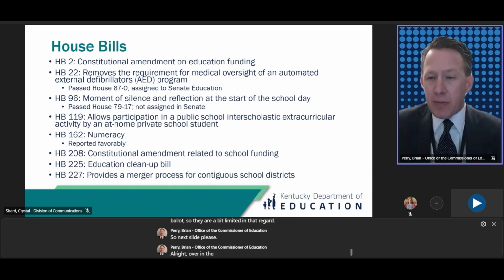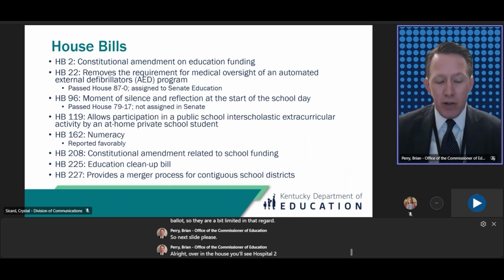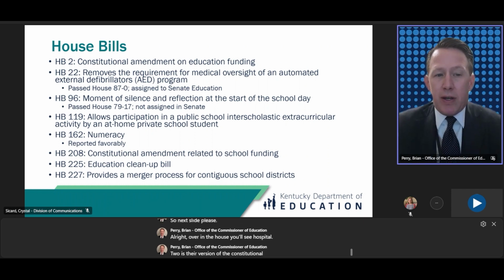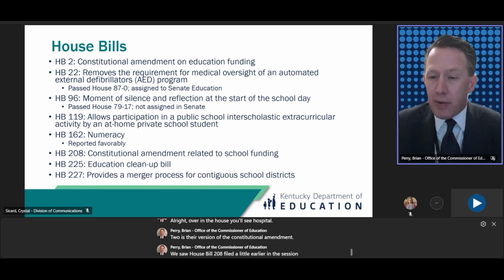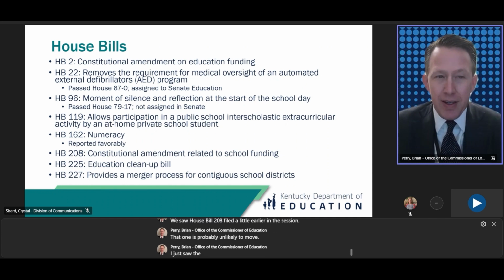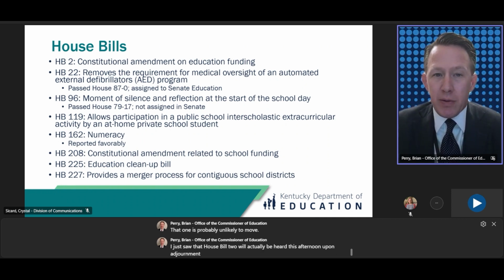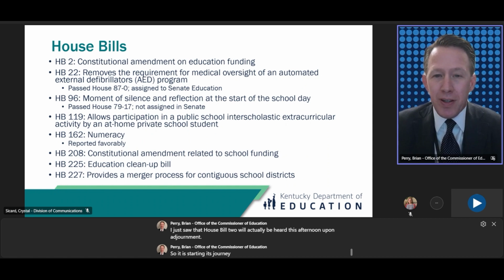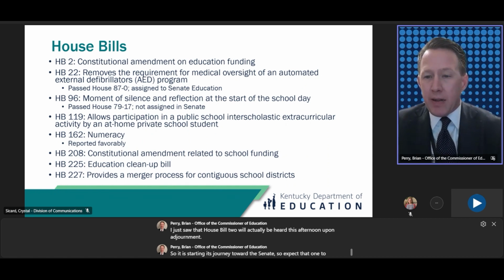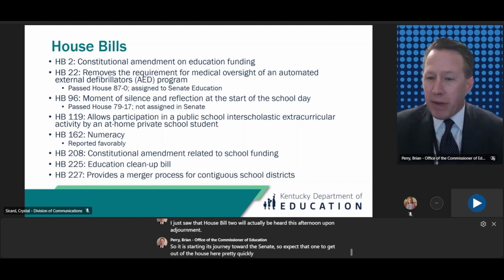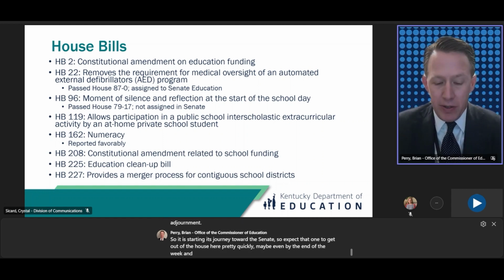All right, over in the House, you'll see House Bill 2 is their version of the constitutional amendment. We saw House Bill 208 filed a little earlier in the session. That one is probably unlikely to move. I just saw that House Bill 2 will actually be heard this afternoon upon adjournment. So it is starting its journey toward the Senate. So expect that one to get out of the House here pretty quickly, maybe even by the end of the week, and then move over to the Senate for consideration.